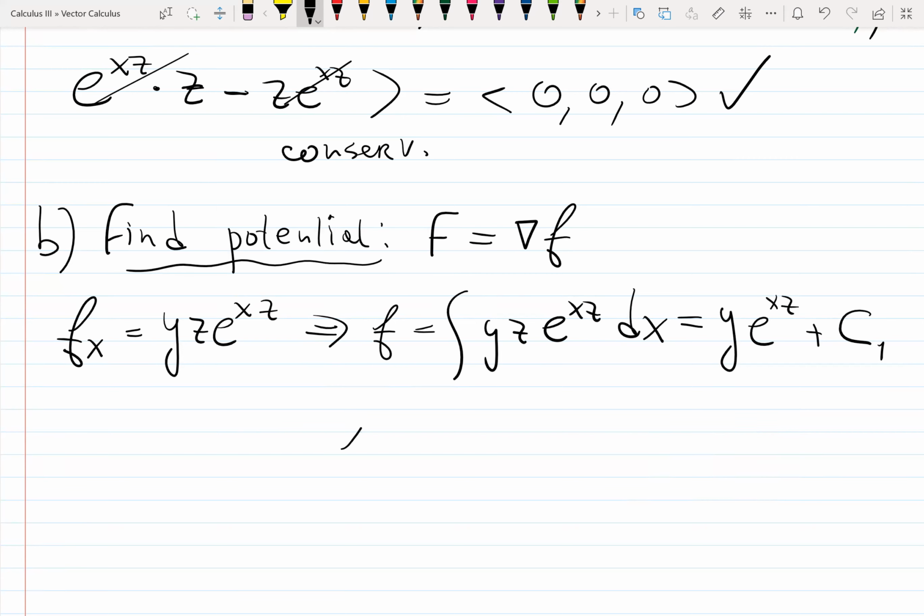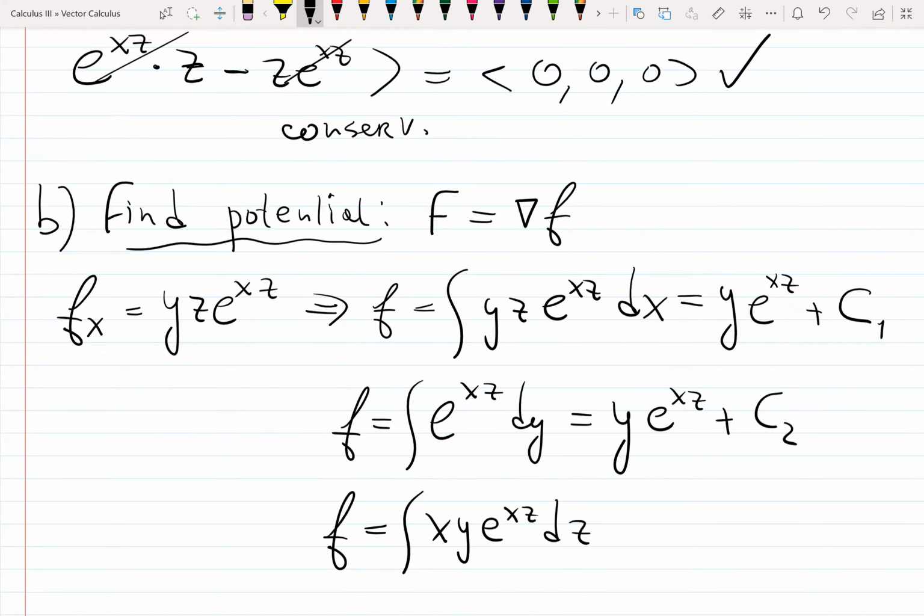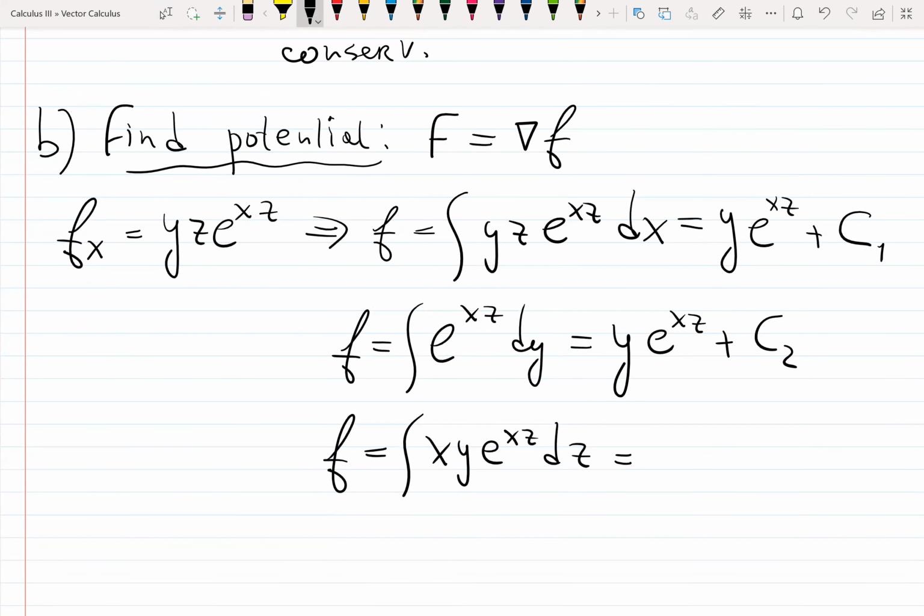Again, so that was 1. The other one will be the integral of XZ e to the XZ with respect to y, which is YXZ e to the XZ plus c2. Finally, the last version of f is integrating this last component with respect to z, that's just dividing by x, so it will be Y e to the XZ plus c3.